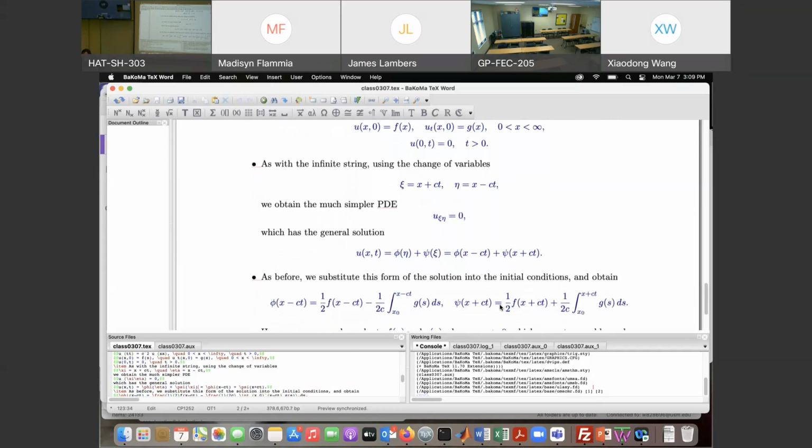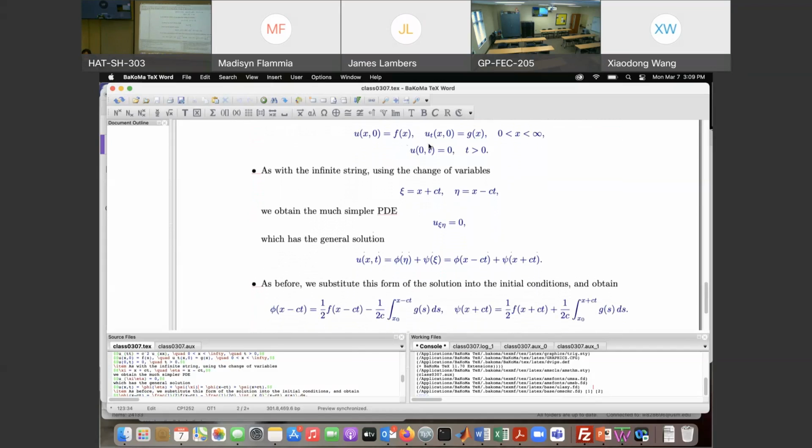Now, when we enforce the initial conditions, like I did last time, this is what we have from before. But oh, why not just use this? Well, here's the problem: f and g are only defined on the interval 0 to infinity. What if, for a given x and t, x minus ct is negative?